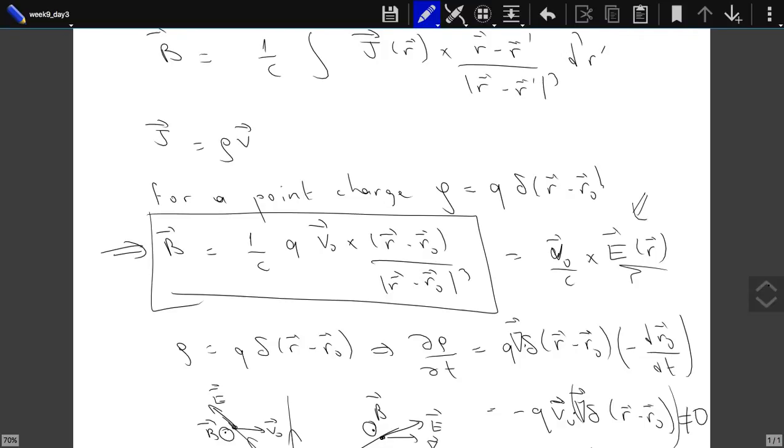E of R is the electric field at the observation point. So they refer to two different points. V0 is the velocity at the position of the charge. Well, that's the only velocity we have. R is the position of our observation point. At that point, there's an electric field and a magnetic field.